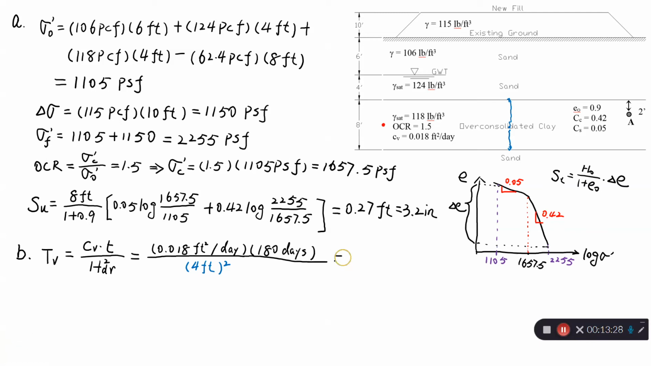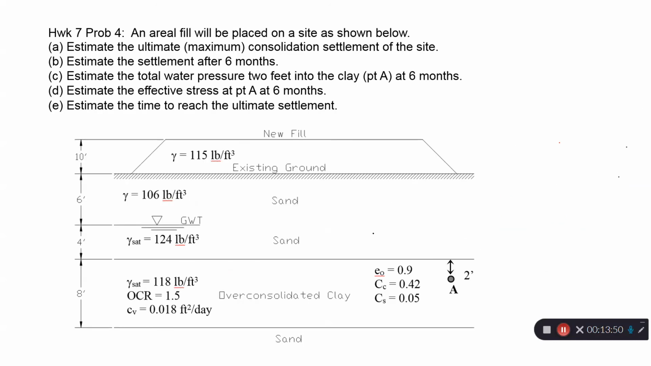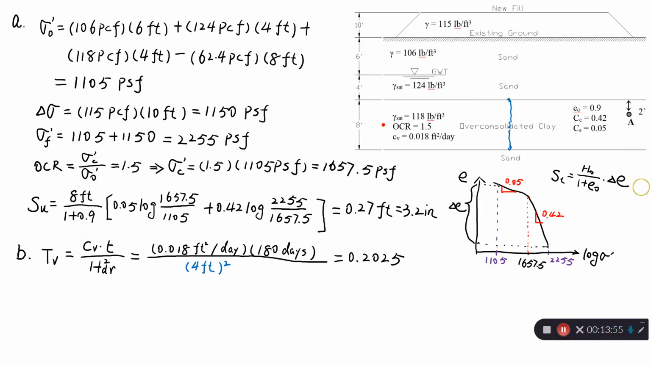Right, so from there I calculate T sub V equals 0.2025, so I'm just gonna round it to 0.2, just to make it a lot easier. And then it asks for the settlement at 6 months. The settlement would be a fraction of the total settlement.